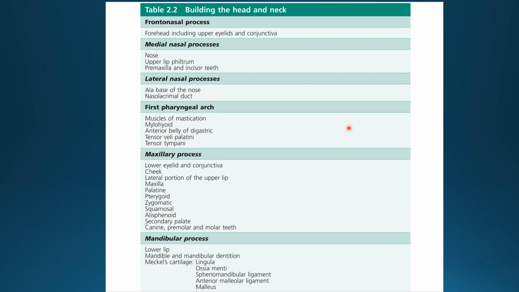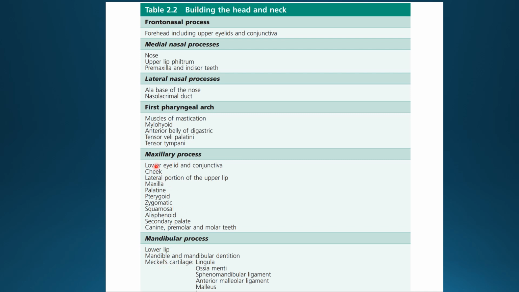The frontonasal process, as we said, gives us the medial and lateral nasal processes, and you can see the contributions of these processes to the face. Whereas the first pharyngeal arch divides into the maxillary process and the mandibular process, and you can see what structures each of these processes contributes to.